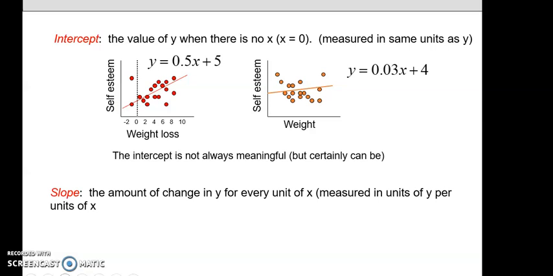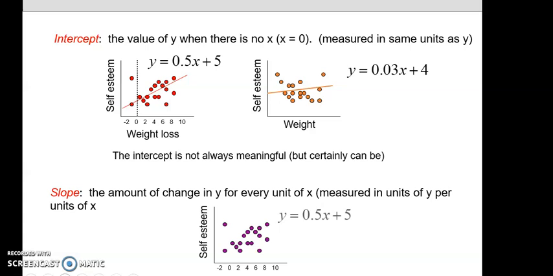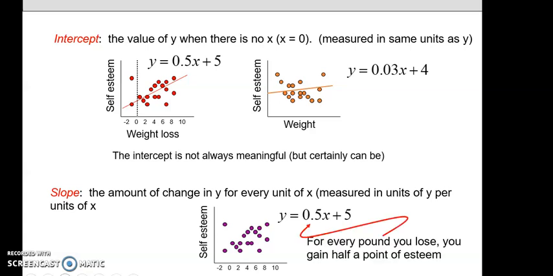The slope can be interpreted as the amount of change in your outcome variable for every unit of your x. So in the same example with self-esteem and weight loss, 0.5x plus 5 means that for every pound you lose, you gain half a point of self-esteem. And so there's some interpretation that can be done when you're looking at that slope.